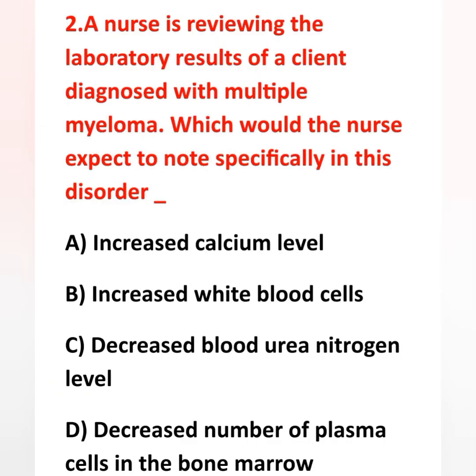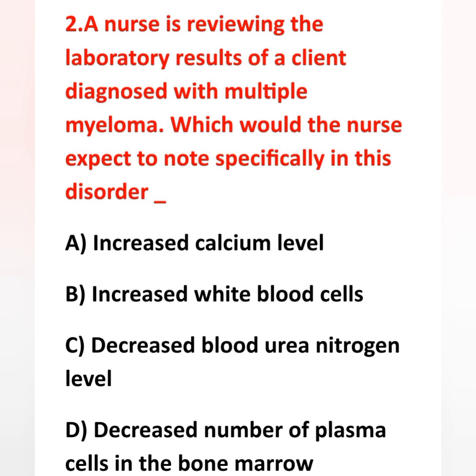Question number 2. A nurse is reviewing the laboratory result of a client diagnosed with multiple myeloma. Which would the nurse expect to note specifically in the disorder? And the options are option A increased calcium level, option B increased white blood cells, option C decreased blood urea nitrogen level, and option D decreased number of plasma cells in the bone marrow.